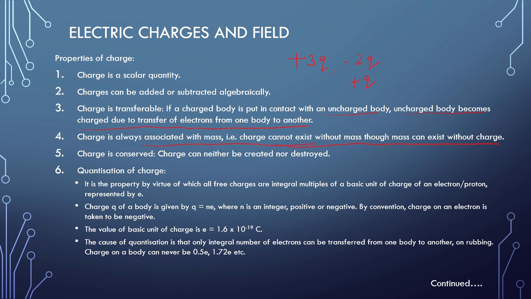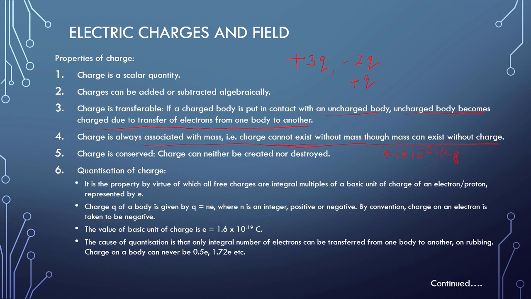Now when we are saying that 4 electrons or 2 electrons are transferred, electrons have certain mass. Though the mass of an electron is very, very small, it is 9.1 into 10 to the power of minus 31 kg. The electron mass is very small, but there is some mass. So when the charge is transferred, there is some change in mass also, but that change will be considered small only. So charge is always associated with mass. Charge is conserved. Charge can neither be created nor destroyed.